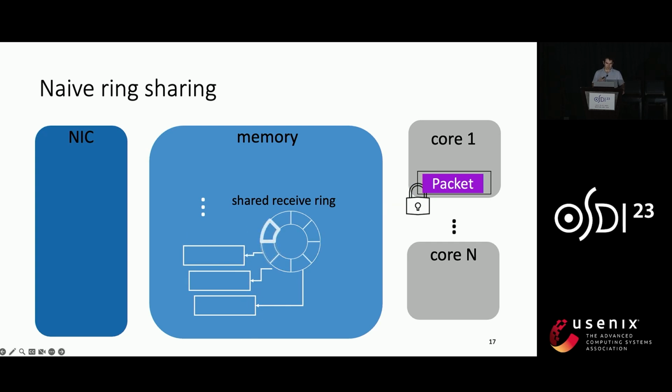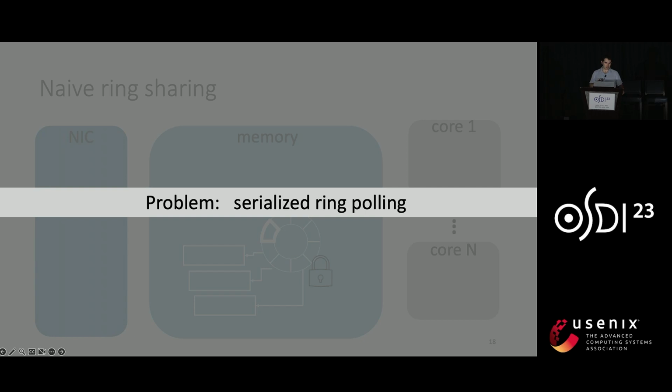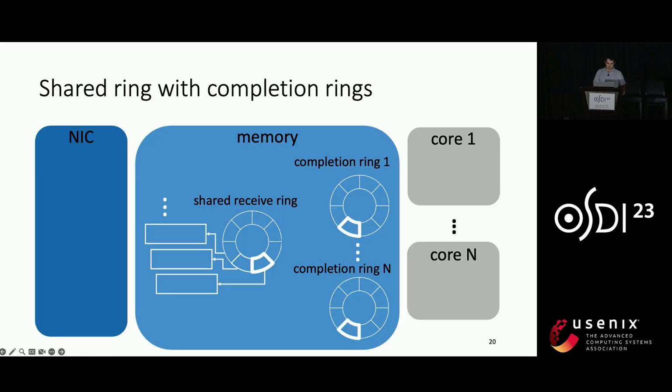The problem with this approach is that we have serialized ring polling and packet processing, which is undesirable. We solve this problem by separating polling from the shared ring. So instead of polling for packets on the shared ring, cores poll for packets on a per-core completion ring. When packets arrive from the wire, the NIC DMA writes them to the shared ring and sets done flags in the completion rings selected according to the RSS hash of packet headers.